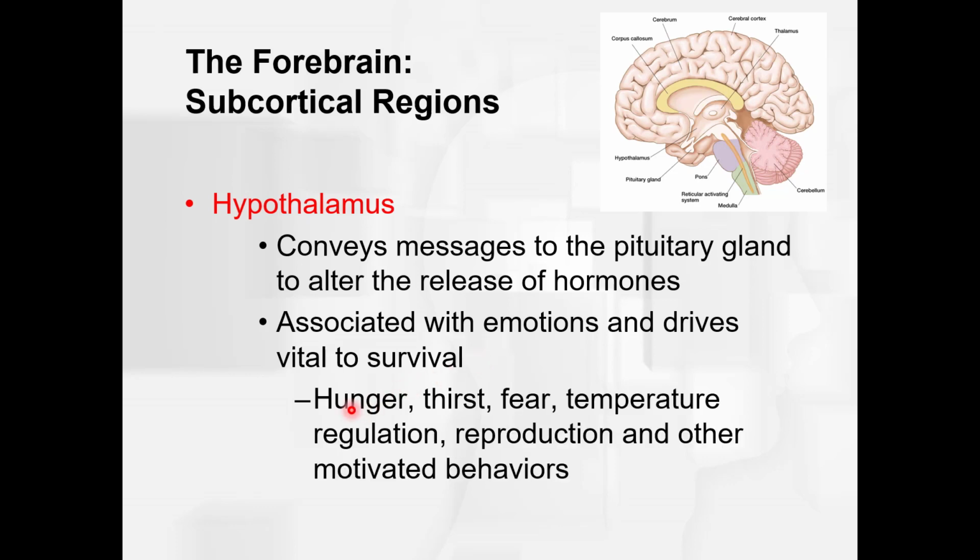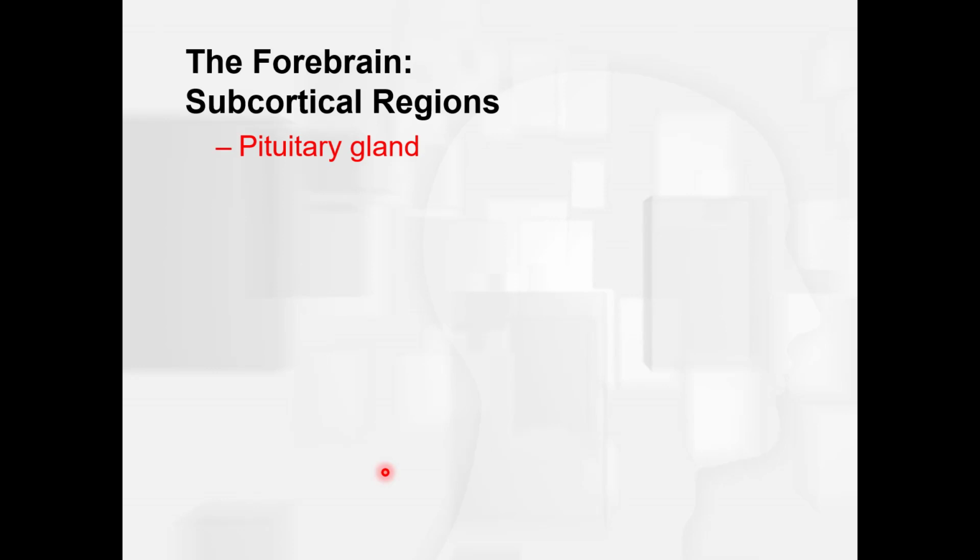So all of these, hunger, thirst, fear, temperature regulation, reproduction, other motivated behaviors, the area that controls our circadian rhythm for sleep is contained within the hypothalamus. So we'll talk about the hypothalamus in the first few behaviors we talk about: sleep, reproduction, and our stress response. All of those will involve hypothalamic responses. So next up is the pituitary gland.